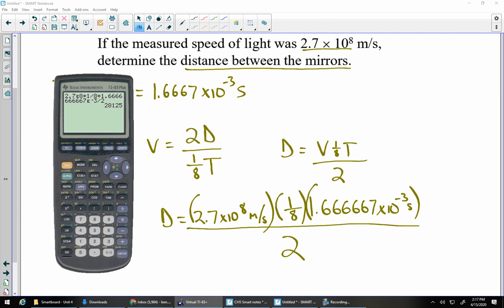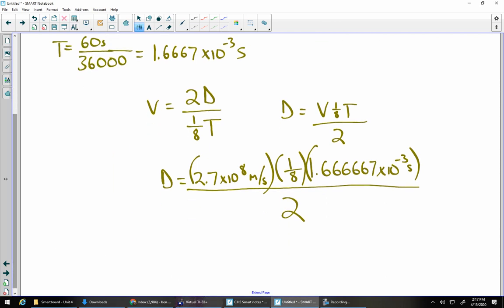28,125 meters. We don't really want this with that many sig digs, so we could either do 2.8 times 10 to the power of, let's see, 1, 2, 3, 4. So 2.8 times 10 to the power of 4 meters, or we could go through and say 28 kilometers.